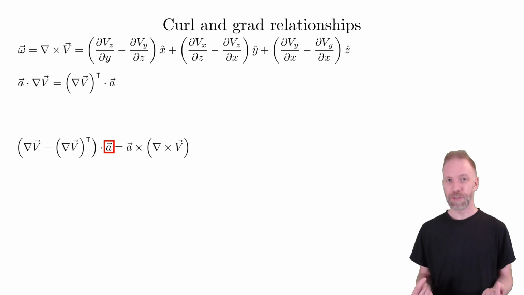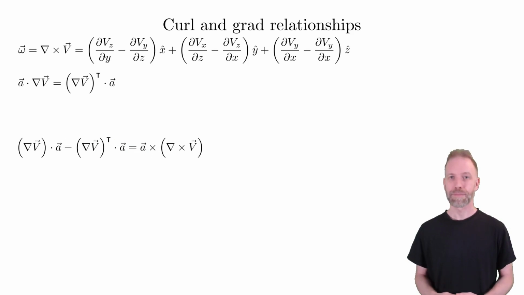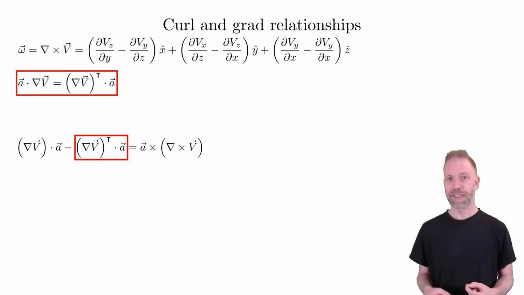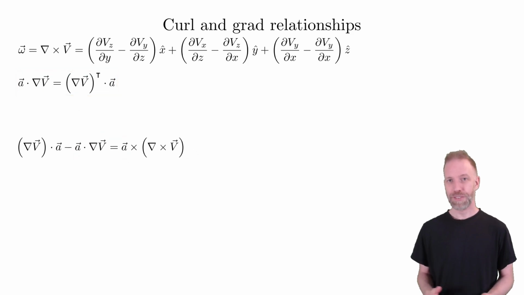We can distribute A and use our expression for the transpose matrix dot A. And rearrange. This is the relationship between grad V dot A and A dot grad V.